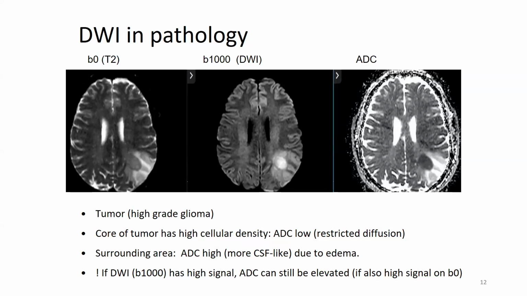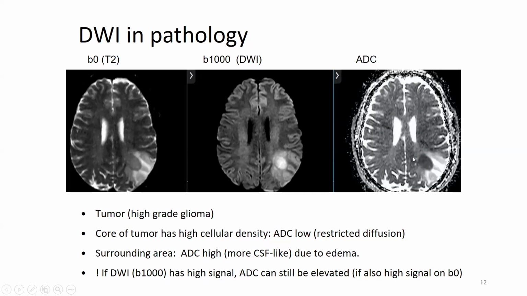So we have normal brain, which is here in the front. We have a core of the tumor, which is shown here. In the T2, it's dark. In the B1000, it's very bright. And when we calculate again from B0 and B1000, we get an ADC which is very low.